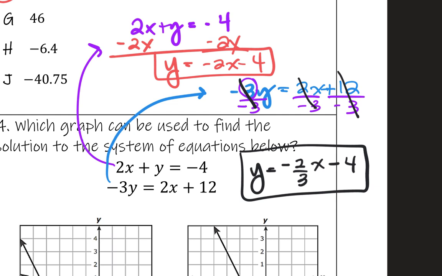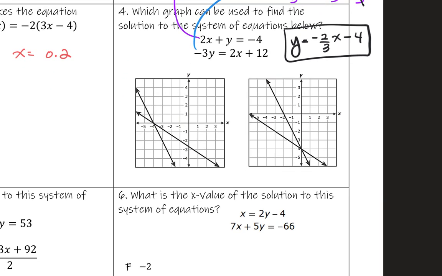So then once you have it, we're going to press Control Dock and open up a graph. And we're going to graph that first one. We're going to graph negative 2x minus 4. And then press tab to add that second one. So negative 2/3 x minus 4. All right, so which one best represents it? The graph on the left or the graph on the right? The graph on the right.